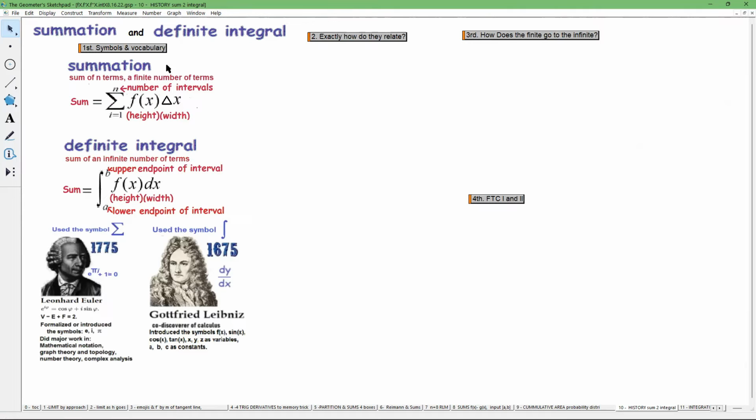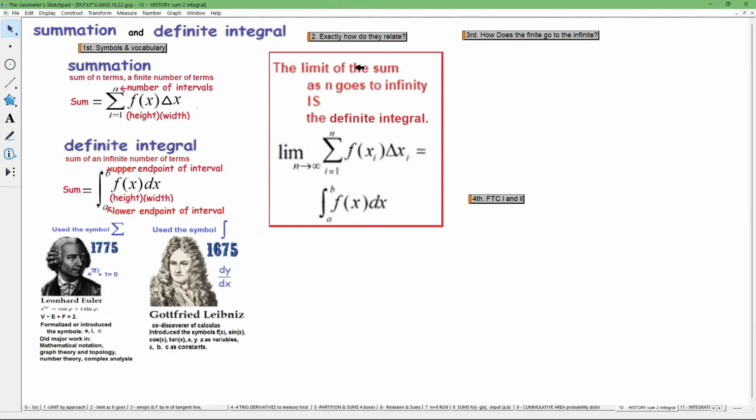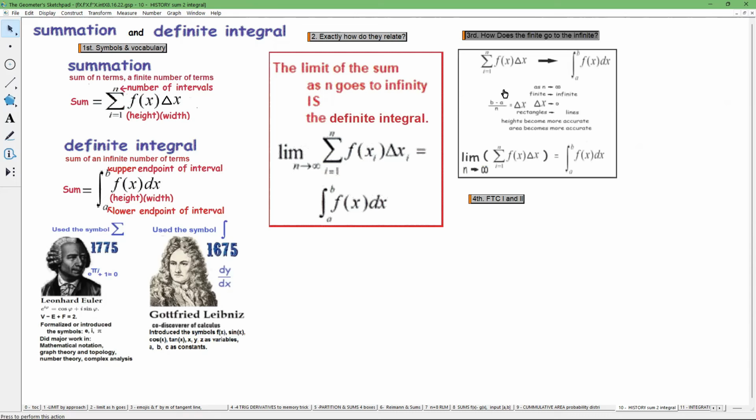But this page is to show you how a summation which is finite becomes a definite integral which is infinite. How do they relate? The limit of the sum as x goes to infinity is the definite integral. The limit of the sum. How does the finite go to the infinite? Well, let's make this bigger.